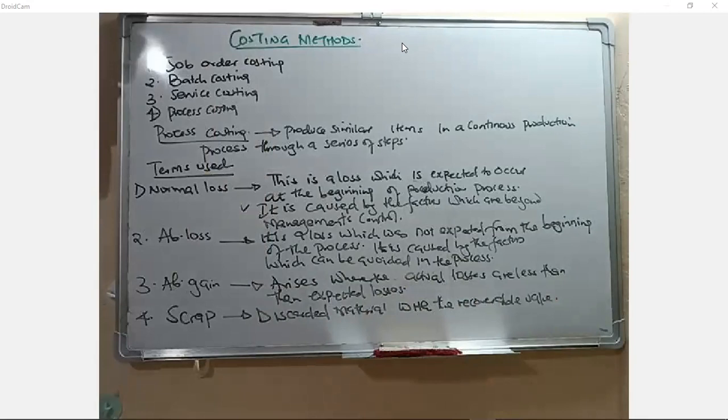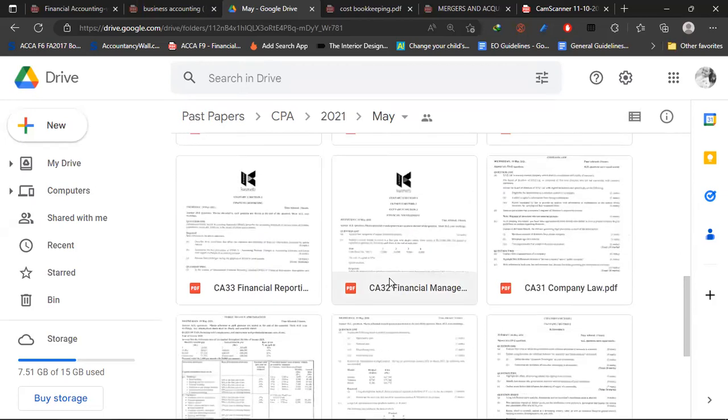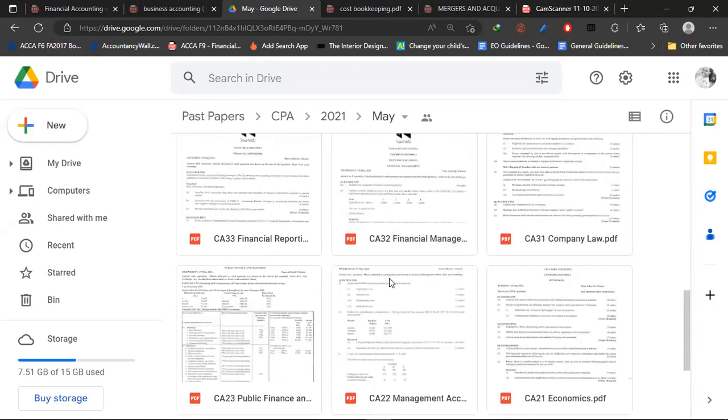Now, I just want to do an illustration, one or two, so that you can understand how these questions are done. I want to start with a good question here, a question which was tested in August 2021, Question number 5A, so we can go there very quickly. So we have a question tested here, August 2021, Management Accounting.